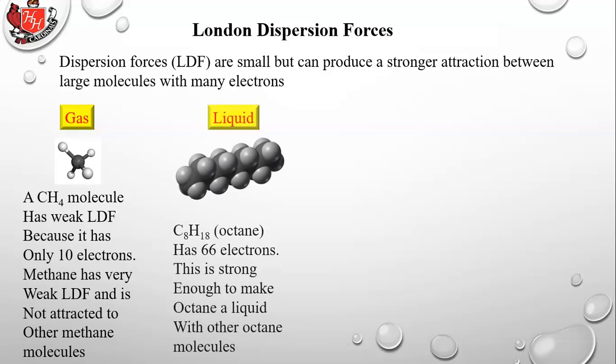Now, if we get a bigger molecule, it will form a liquid. So this is octane. It's C8H18. It has 66 electrons if you count up all the electrons in 8 carbons and in 18 hydrogens. This is strong enough to make octane a liquid with other octane molecules. Octane is a form of gasoline that people put in their car at the gas station, and as you know, that's in liquid form. So they have a stronger attraction to each other, and they're able to form a liquid.